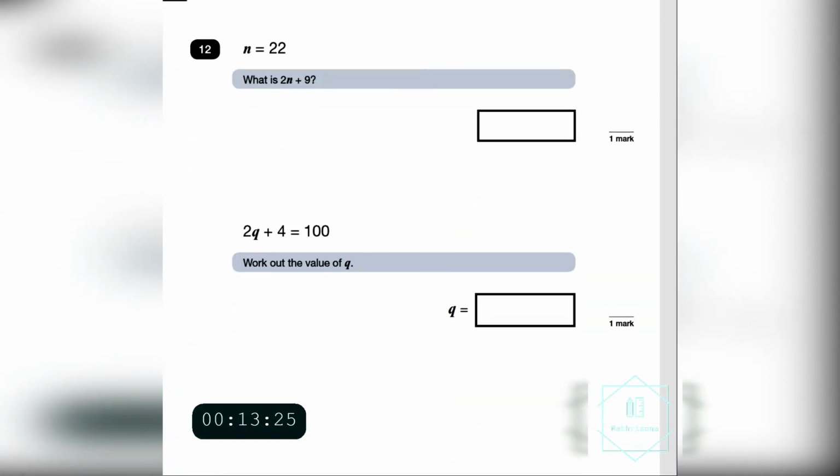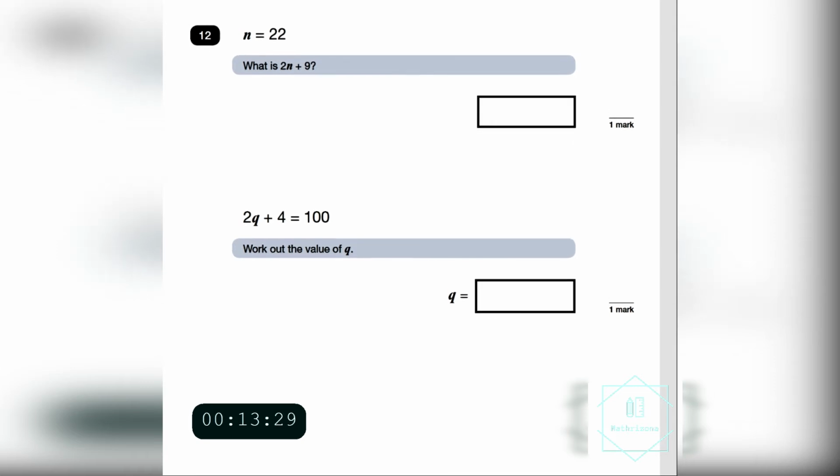n is equal to 22. What is 2n plus 9? So 2n is nothing but, what we will do, we'll put 22. So 2 times 22 is 44, and then 44 plus 9, using the column method: 9 plus 4 is 13, then 1 carry, that will be 4 plus 1, so 53.